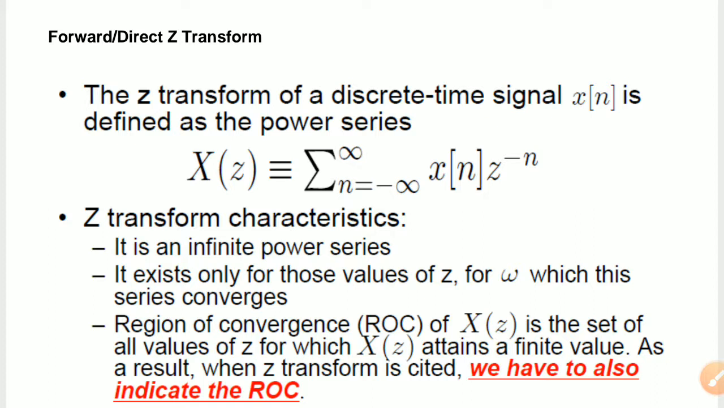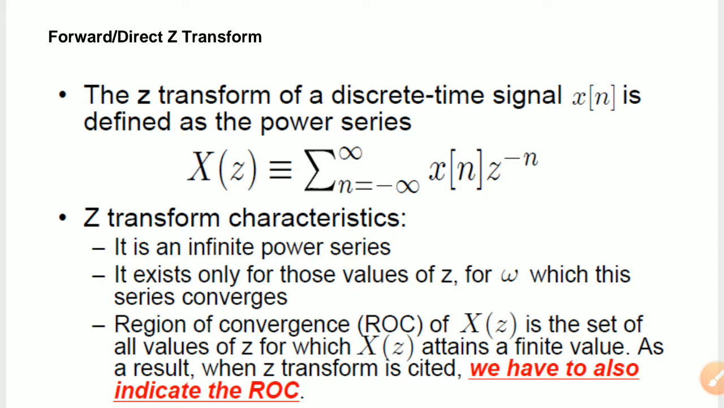The Z transform of the discrete time signal x(n) is defined as a power series, which is given by this equation. Please don't forget this equation. This is a very important equation, and it is the only equation which is used to solve problems by the Z transform method.